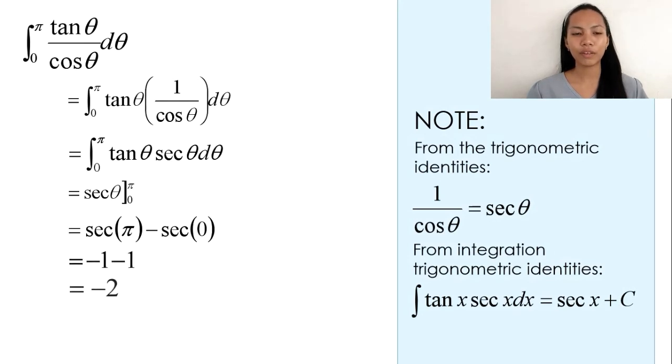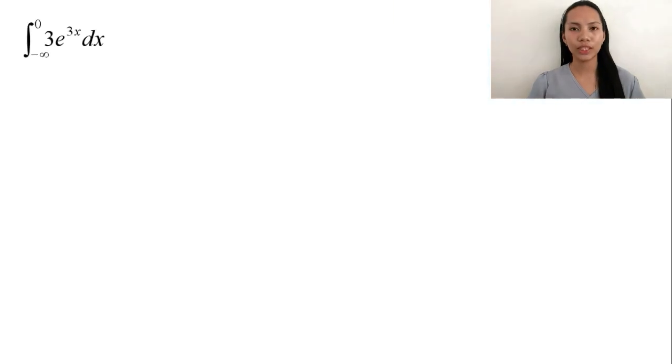So, negative 2 ang final answer natin sa number 2 na example. And now, let's proceed to the last example, which is example number 3: the integral of 3 e raised to 3x with respect to x from the limits negative infinity to 0.